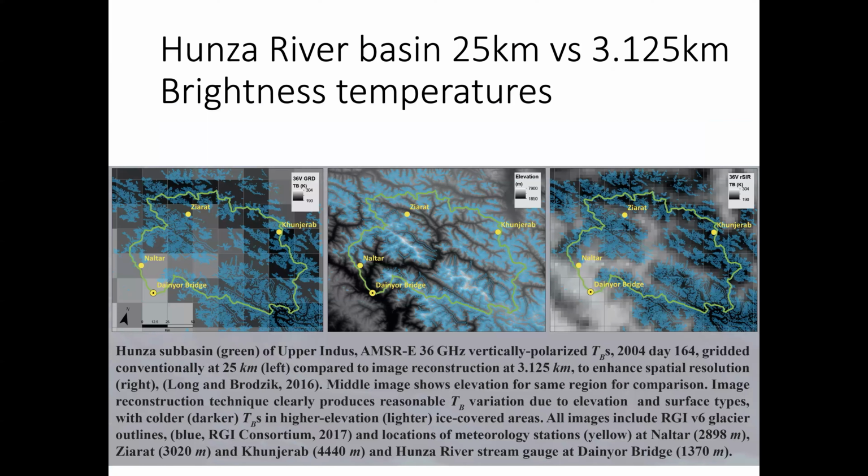These figures show a comparison in the Hunza River basin, part of the Indus. The left side shows brightness temperatures for 25 kilometer pixels, the standard size. Overlaid are glacier polygons, which are much more discrete and smaller, as they're usually derived from Landsat data. The center image shows elevation at a much higher resolution. The right side shows the enhanced passive microwave resolution brightness temperatures at 3.152 kilometer resolution.